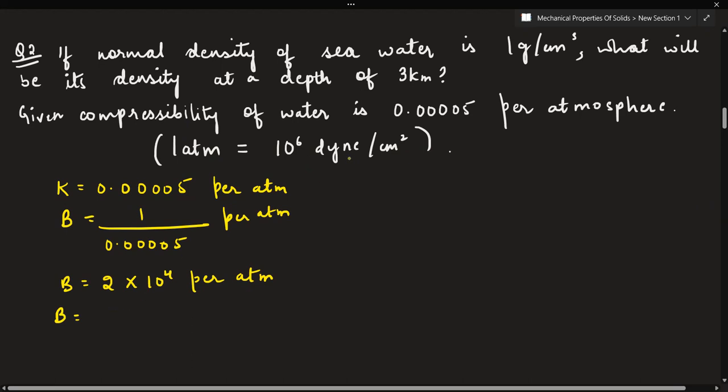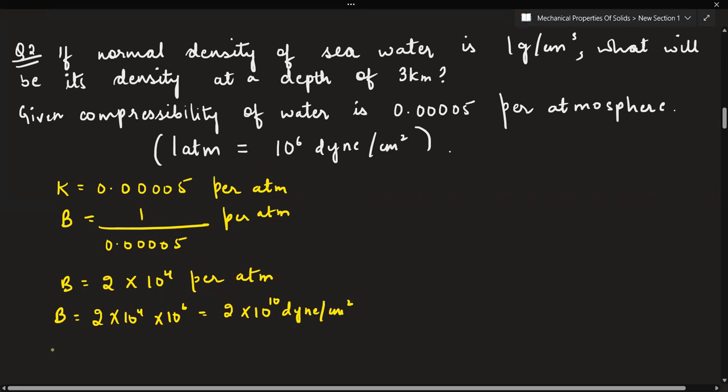If 1 ATM is 10 to the power 6, then 2 into 10 to the power 4 ATM would be equal to 2 into 10 to the power 4 ATM multiplied by 10 to the power 6. So we have the value of bulk modulus as 2 into 10 to the power 10 dyne per centimeter square. So one thing is solved. We have the bulk modulus with us now.